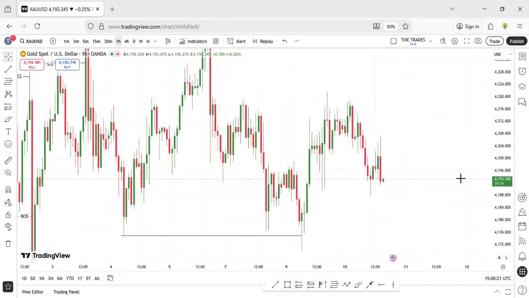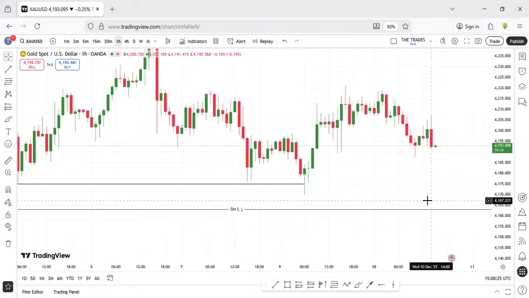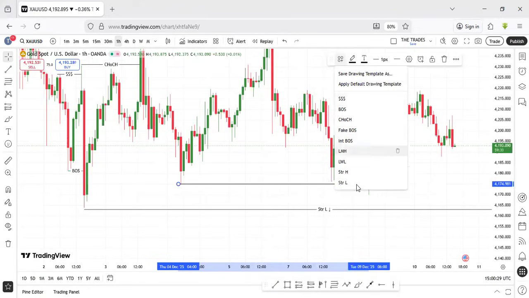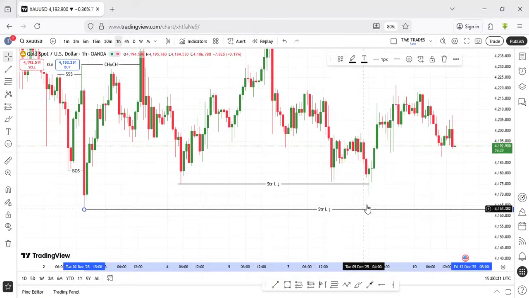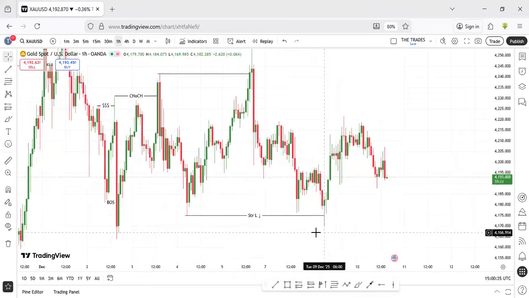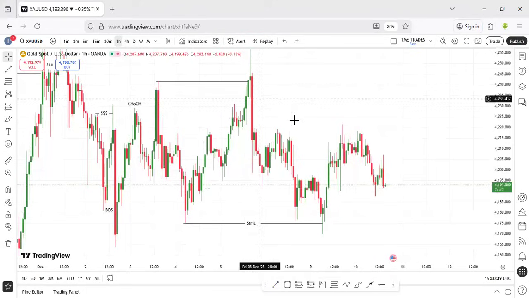Now, we can boldly see that something tricky is already happening at this particular place, right? Now, this happened to be our recent strong low. So let's delete this. Our recent very strong low. Why? Because it swept liquidity before breaking a structure.